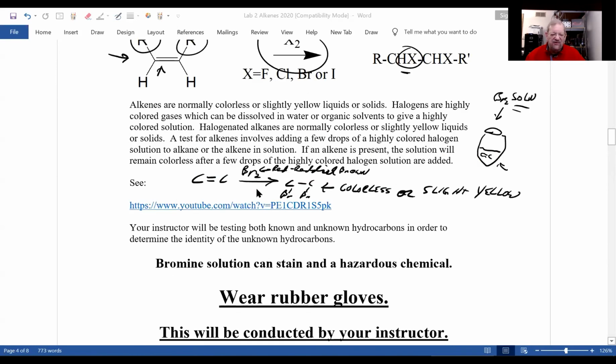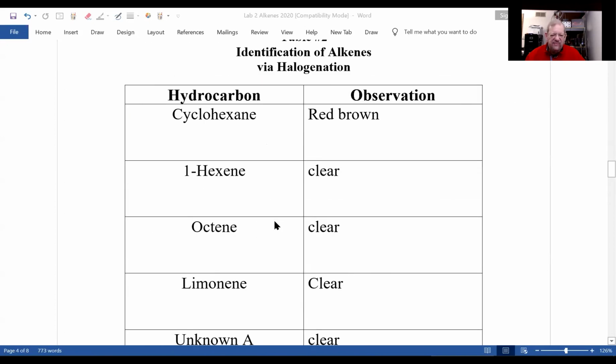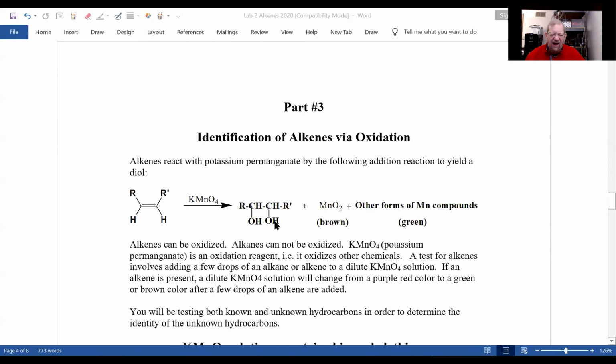And like I said, you can see this at your leisure. I'll let you watch this on your own. Now, let's go on to part 3. And this is also another way of determining, does a molecule have a double bond in it?